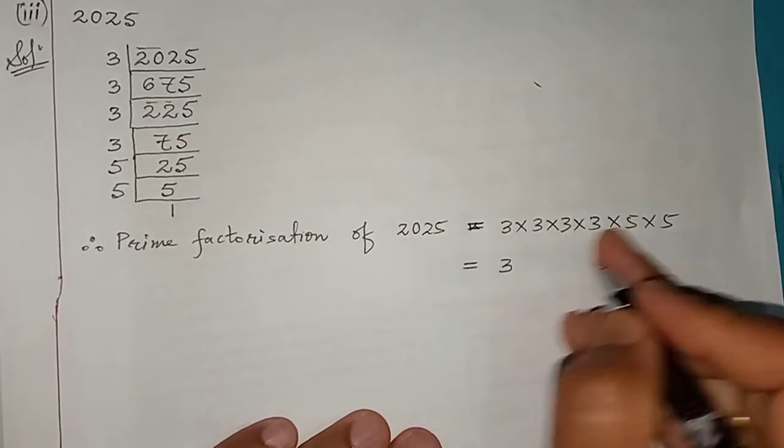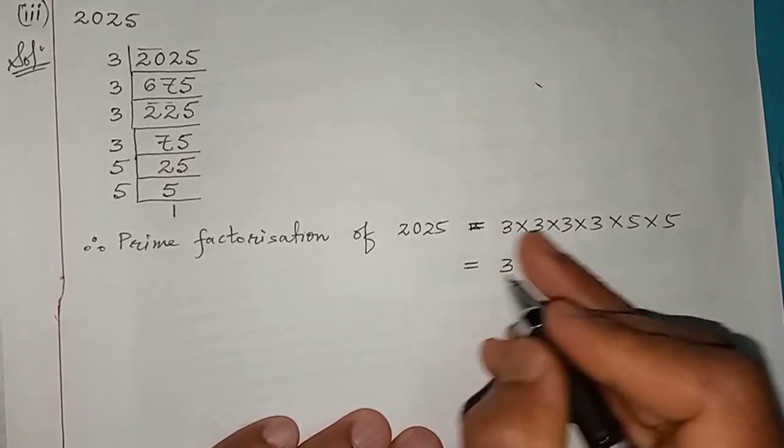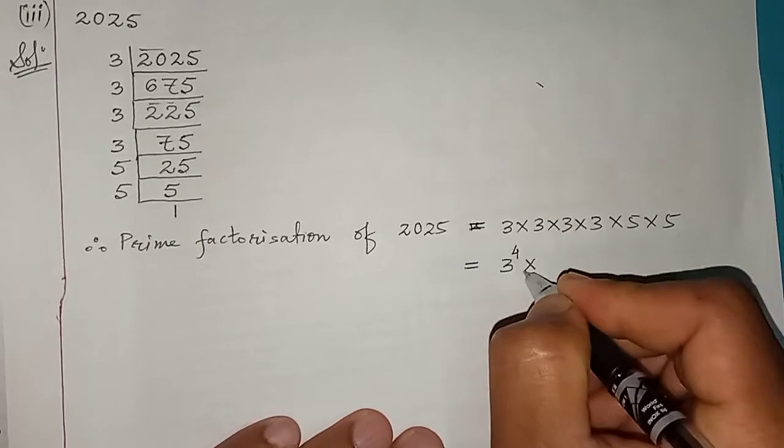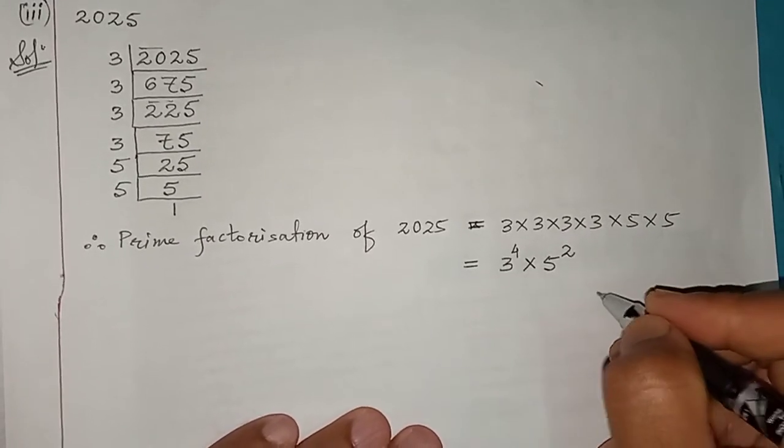3 is the prime factor. And how many times is 3 coming? 4 times: 1, 2, 3, 4. So raised to power 4. 5 is the prime factor, and 5 is coming 2 times. So 5 raised to power 2. So that's the answer. Okay.